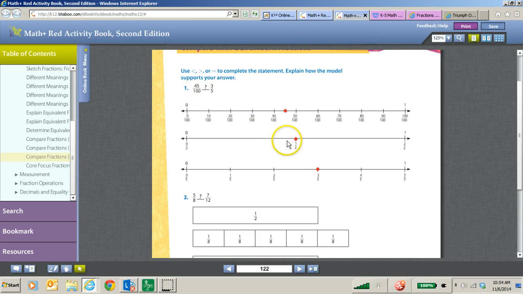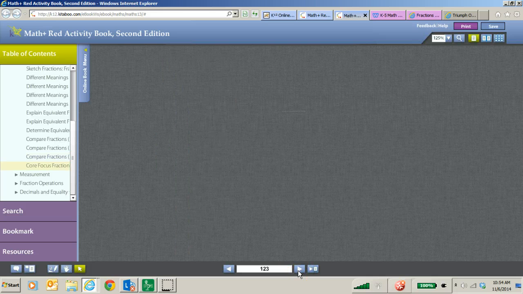The thing that they really want you to understand too is using benchmark numbers such as 0, 1/2, and 1. So when you're comparing fractions, think about, well, is it closer to 1? Is it closer to 1/2? Is it closer to 0? And that can help in the comparison process as well.